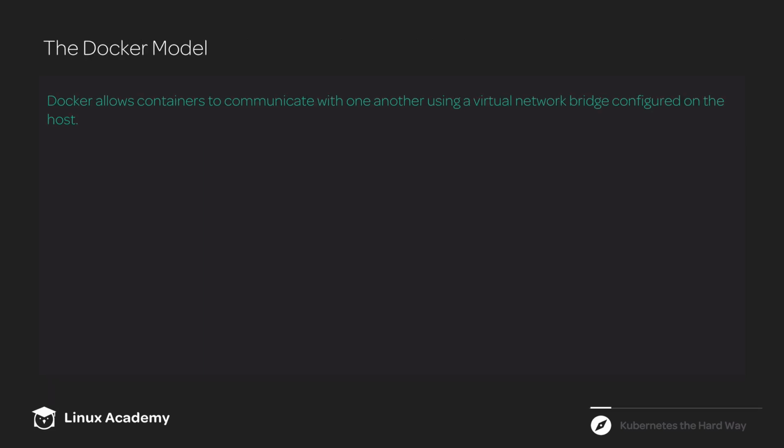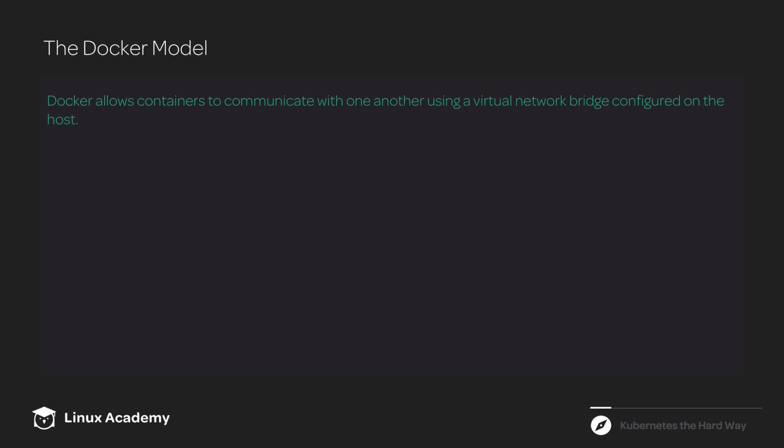In order to really understand the Kubernetes networking model, though, we need to understand the Docker model. And the reason for that is that the Kubernetes networking model is a response to the Docker model. It's an attempt to overcome some of the limitations of the Docker model.